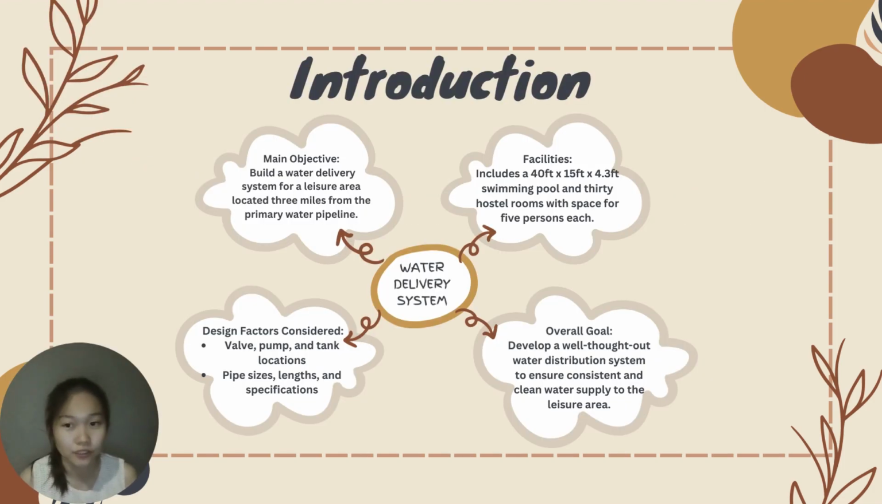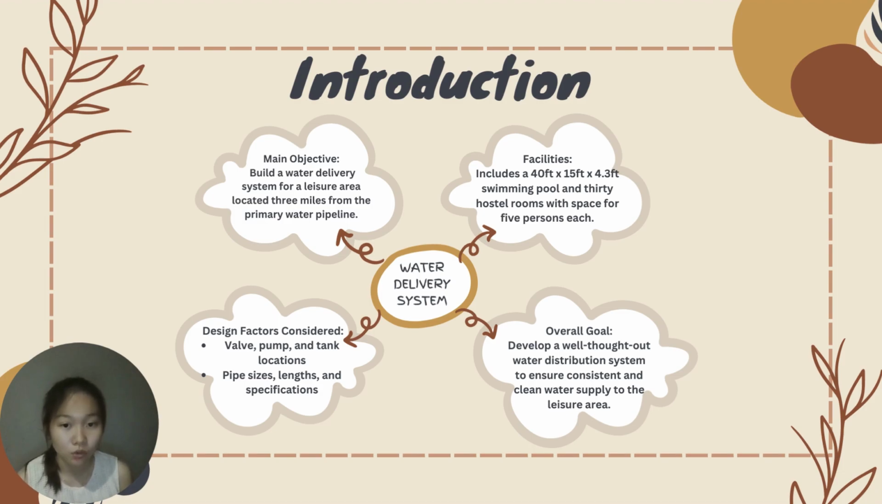Okay, so for the introduction of the water delivery system, first, the main objective is to build a water delivery system for a leisure area located 3 miles from the primary water pipeline. Then the next one is facilities, which include a 40 feet times 50 feet times 4.3 feet swimming pool and 30 hostel rooms with space for 5 persons each. Next, design factors consider valve, pump, and tank locations, pipe sizes, lengths, and specifications.